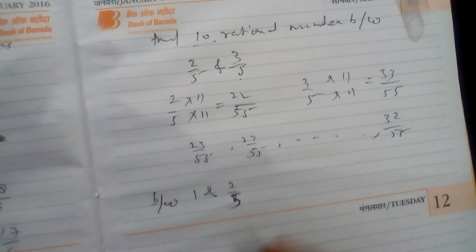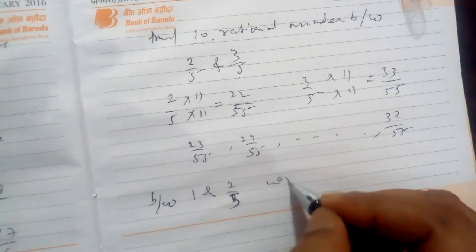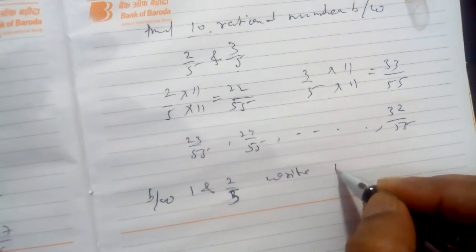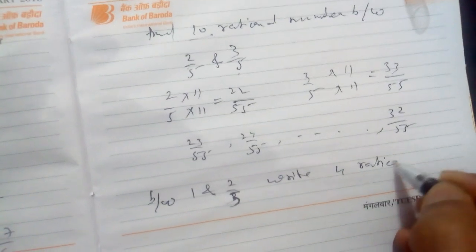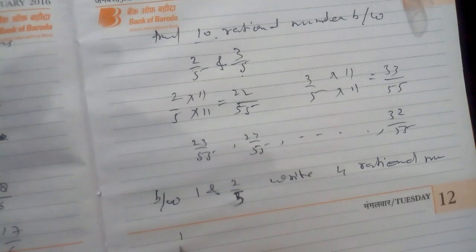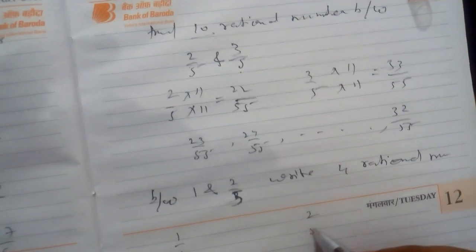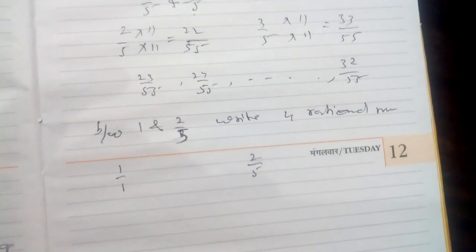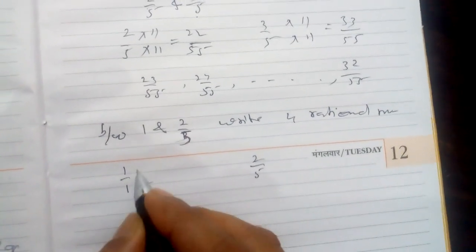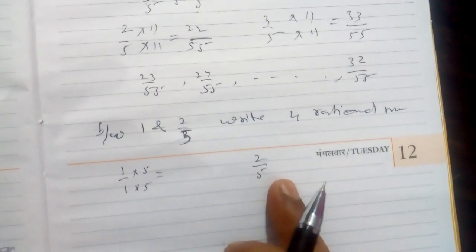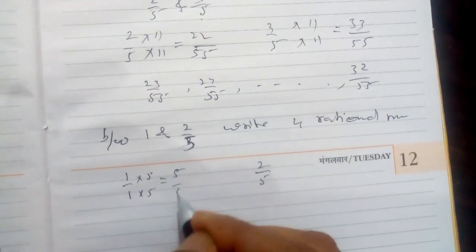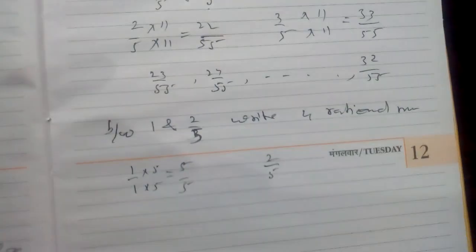Between 1 and 2 by 5, write 4 rational numbers. So what will you do? First of all, 1 will be 1 by 1 and 2 by 5. Here denominators are not equal. You will make them equal. So you multiply by 5. This denominator is 5. You are getting 5 by 5 and 2 by 5.